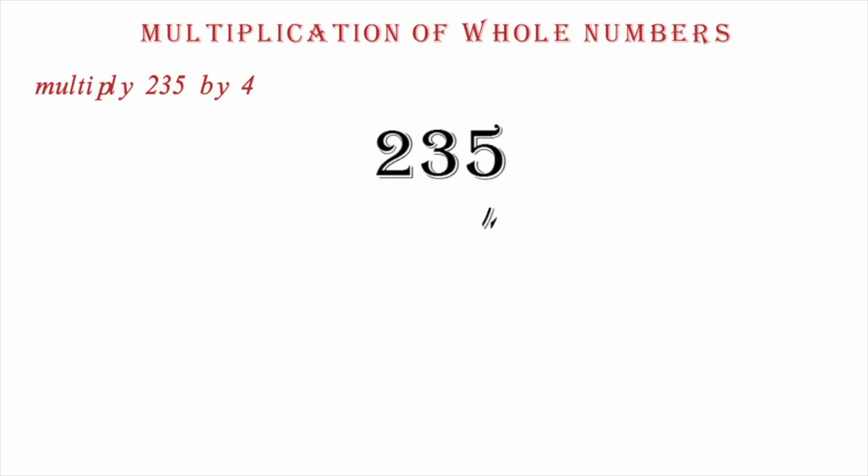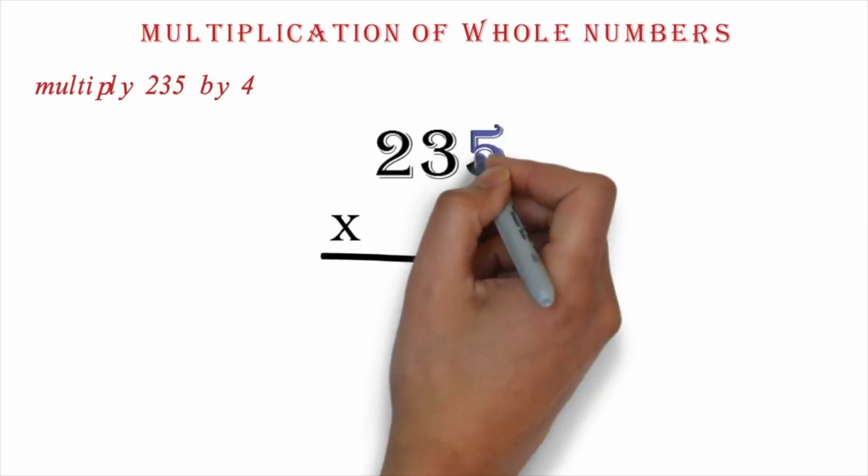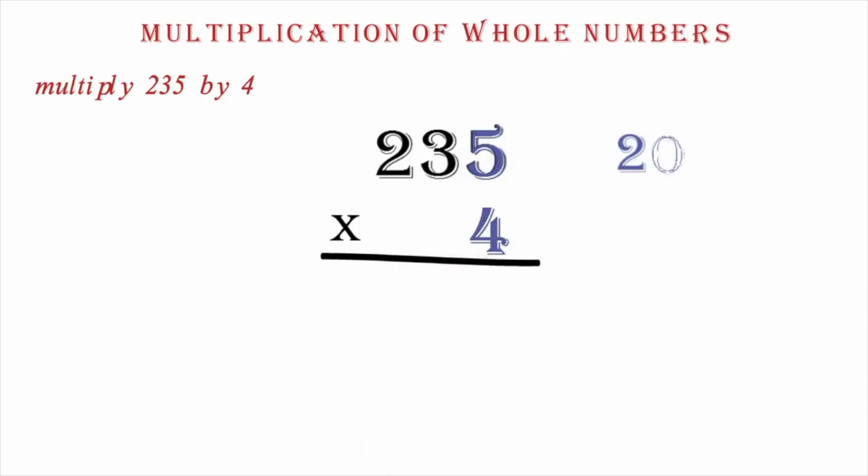Multiplication of whole numbers. Let's go straight ahead and use an example to explain this. We want to multiply 235 by 4. We want to line them up from the units column as usual. Then we multiply each digit in the 235 by the 4, starting from the units column. So we multiply 5 by 4 to get 20.